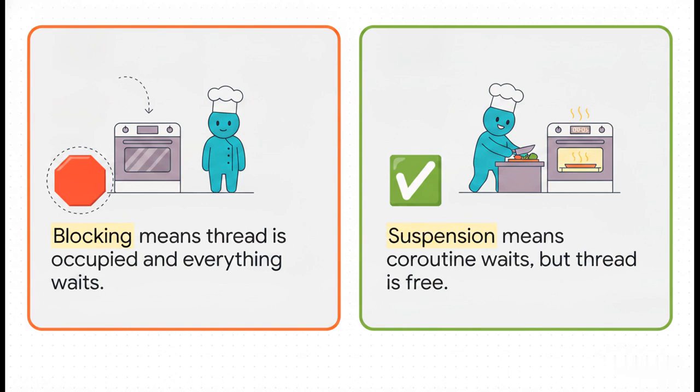And to be clear, this is not the same as thread.sleep. Thread.sleep blocks the thread. The chef stands at the oven doing nothing. Suspension releases the thread. The chef walks away. The thread is completely free to do other work. And remember, suspension doesn't destroy the coroutine. It still exists. It's just paused, waiting, ready to continue.